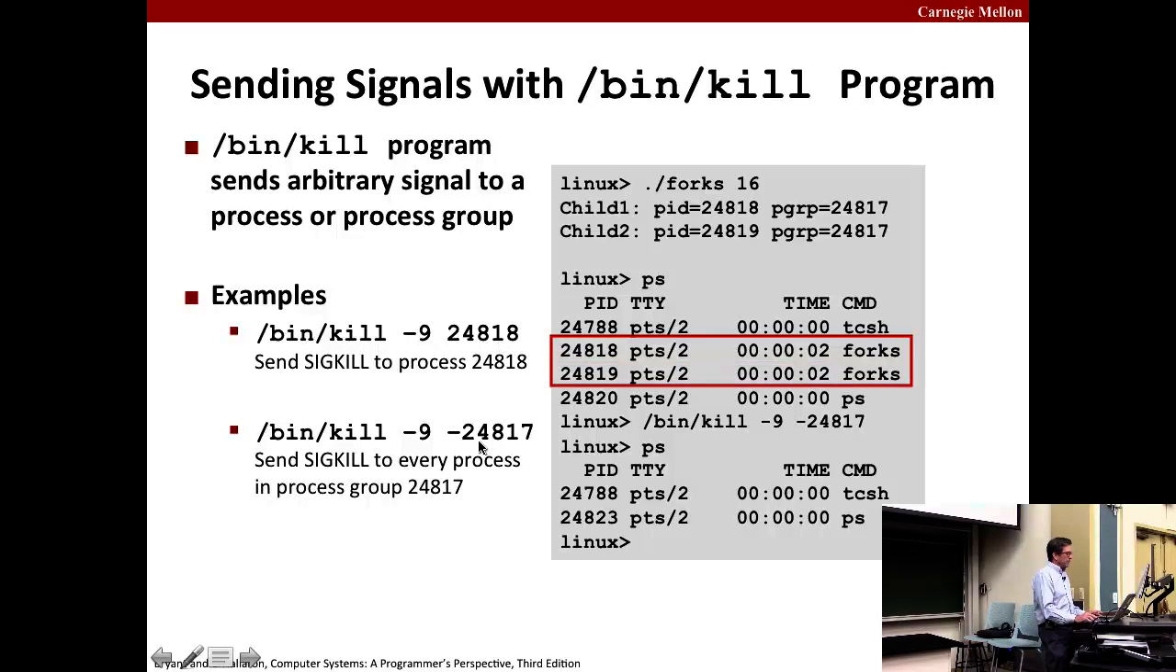Now, if the process ID is preceded by a dash, then kill treats this argument as a process group, and it sends a SIGKILL to every process in that process group. So in this case, it will send a SIGKILL to both of these children processes. And then afterwards, if we do a ps, we see that those processes are gone. So it really did work that way.